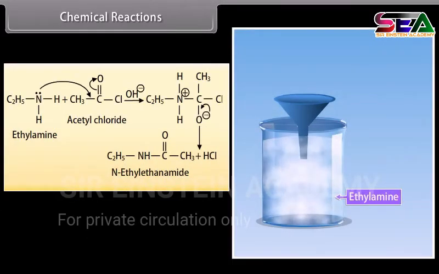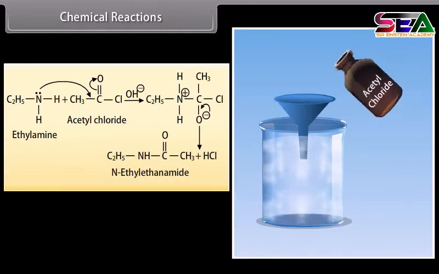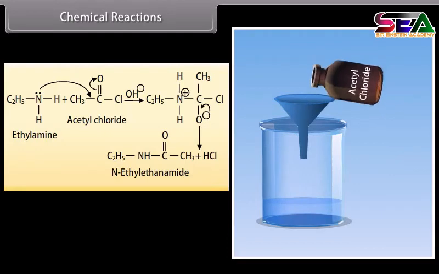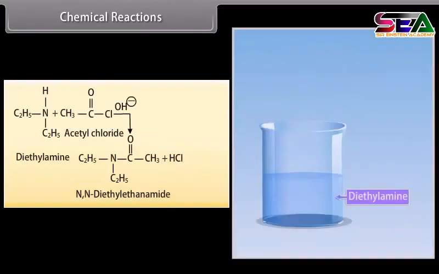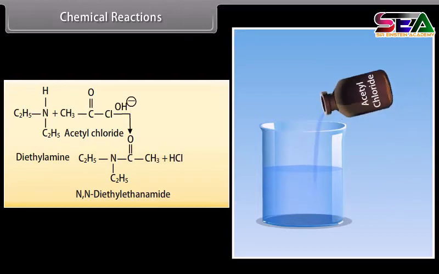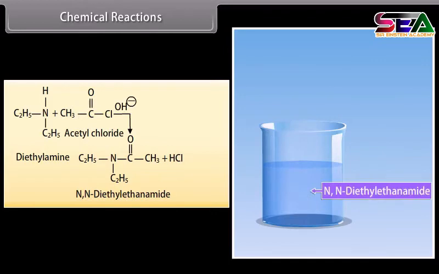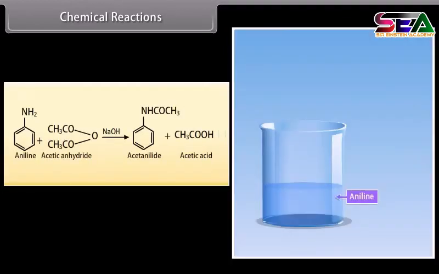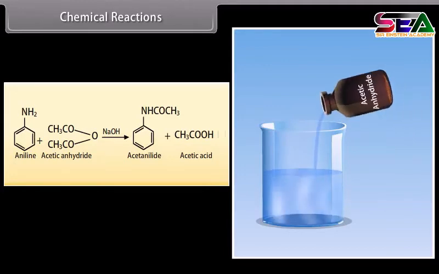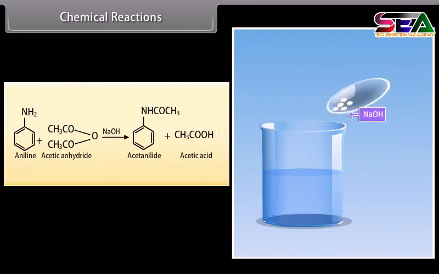Acetyl chloride reacts with ethylamine in the presence of base and forms an intermediate which forms N-ethylethanamide and hydrochloric acid. Acetyl chloride reacts with diethylamine in the presence of base and forms N,N-diethylethanamide and hydrochloric acid. Acetic anhydride reacts with aniline in the presence of sodium hydroxide and forms acetanilide and acetic acid.